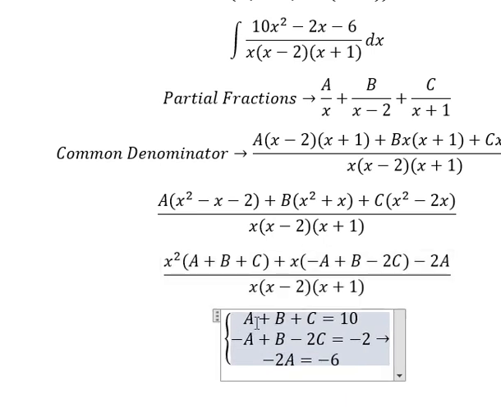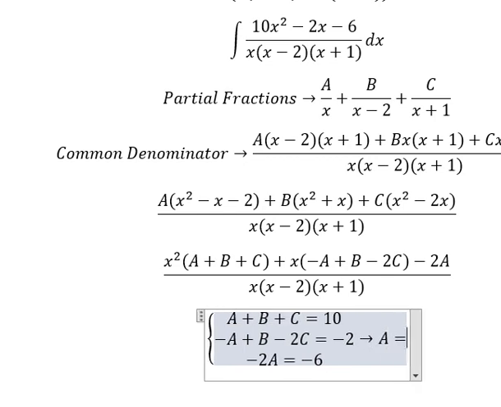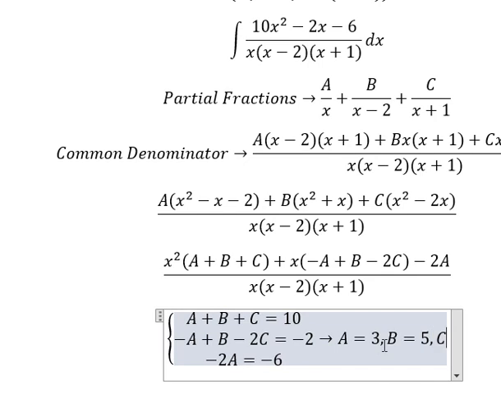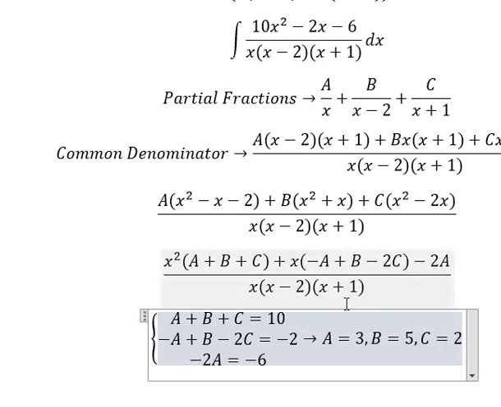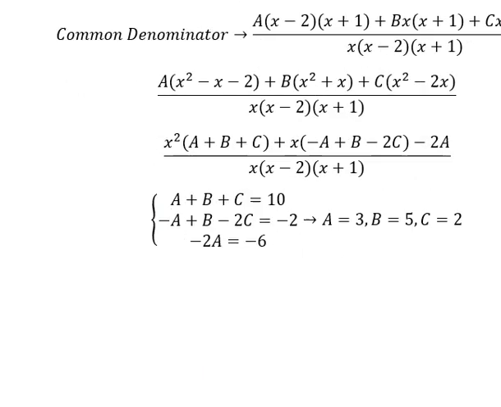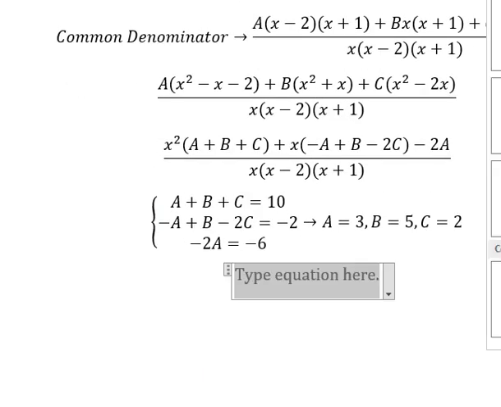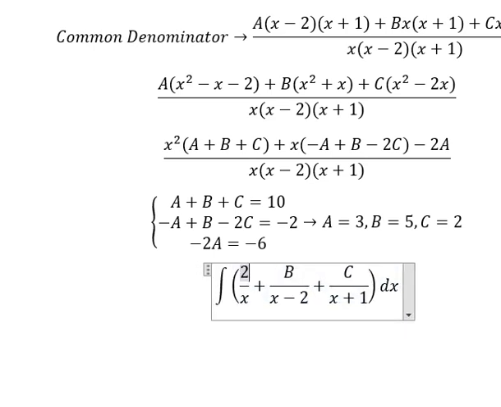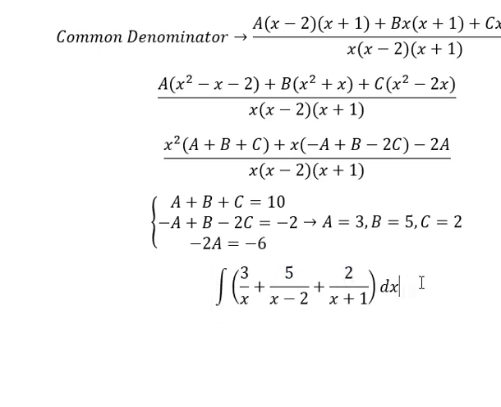And now we need to find the solutions of A, B, C. So A equals number 3, B equals number 5, C equals number 2. So we put A, B, C back here. And now we have the final answer.